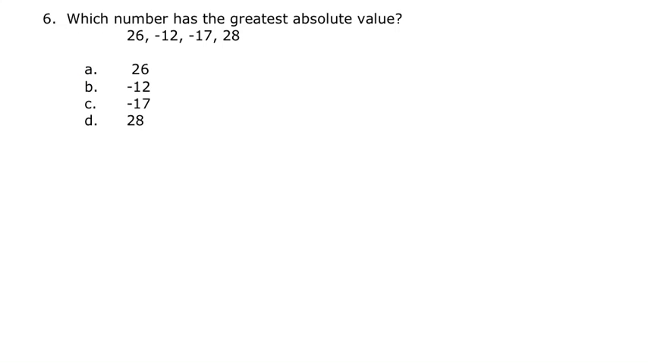Question number 6. Which number has the greatest absolute value? And so if you look at these answer choices, the greatest absolute value is the one that has the greatest distance away from 0. It can be positive or negative. So your answer is D, 28.